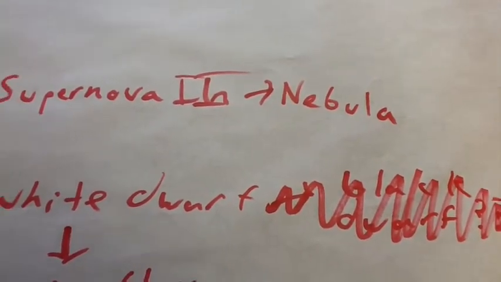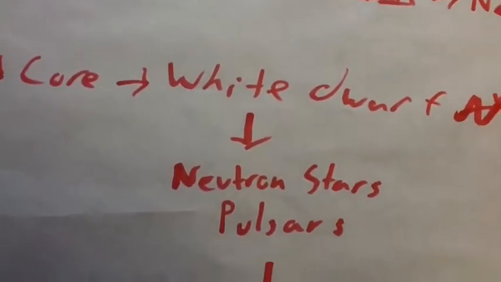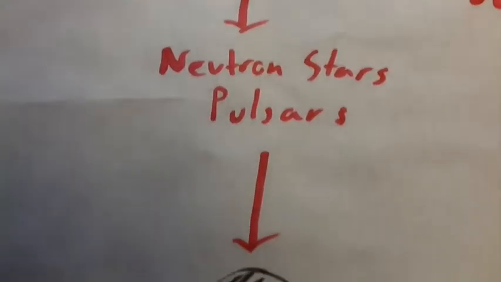When continuing its life cycle through the core, though, they form white dwarfs, which create neutron stars and pulsars, which later form black holes, thus completing the evolution and life cycle of all 3 types of stars.